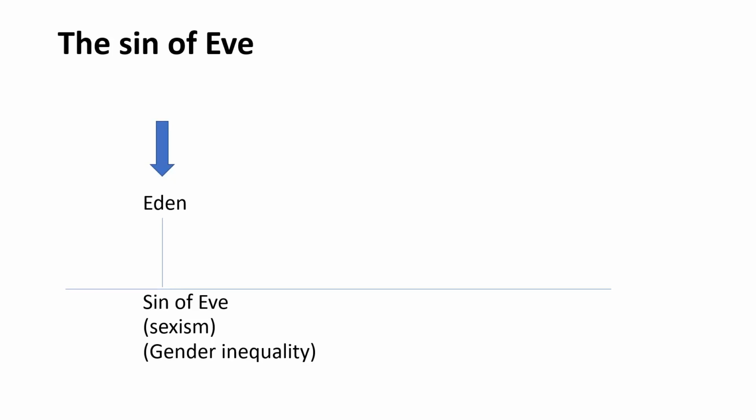Inequality and sexism are rooted in this sin, because Eve was now told to submit to Adam. So because of that, we can see that there is inequality between men and women. But we know that when God created them, he created them equal. Adam and Eve were equal when they were created by God in the garden. But now, because of this sin, Eve is told to submit to Adam. So there is inequality there. Eve is a female submitting to a man. So the effects of this sin were sexism and gender inequality.